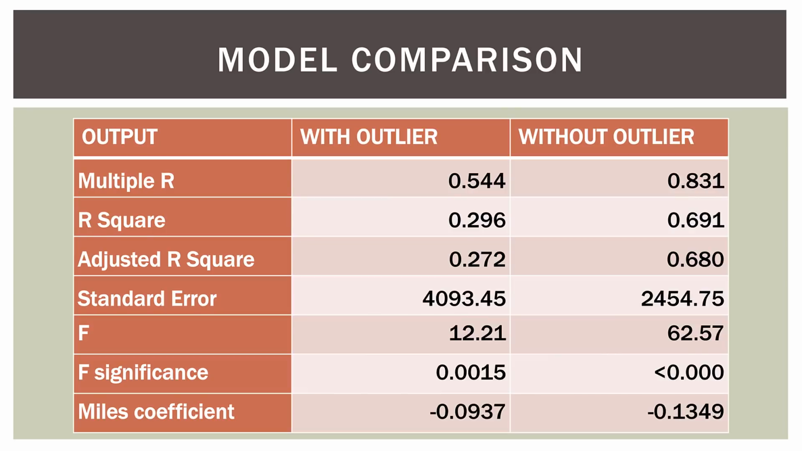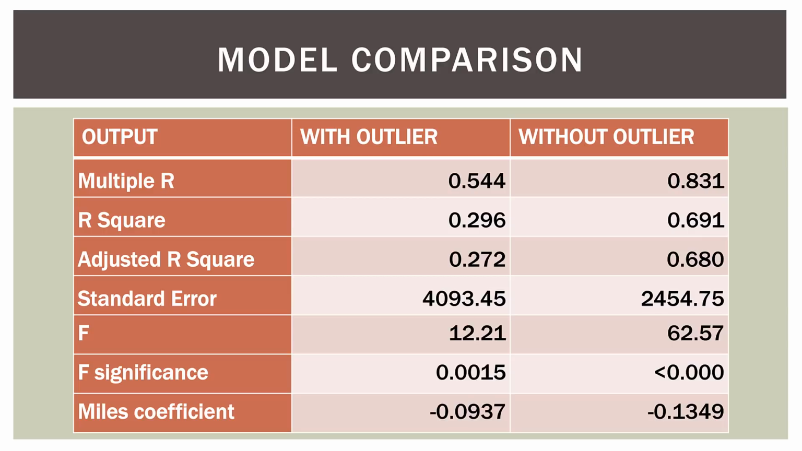So here is a model comparison chart, with the outlier and then without the outlier. Let's go to the R-square here. It was 0.296, and then it jumped to 0.691. These are slightly rounded. So as you can see, by removing the 1 outlier, the amount of variance explained in our dependent variable more than doubled. It more than doubled by removing that 1 point. The adjusted R-square, the same thing, 0.272 to 0.680. The standard error was almost cut in half, so 4,093 to 2,454. By removing 1 point, we cut it in half.